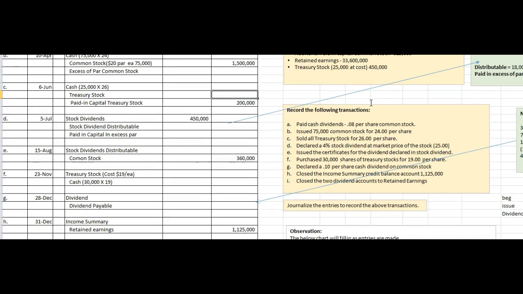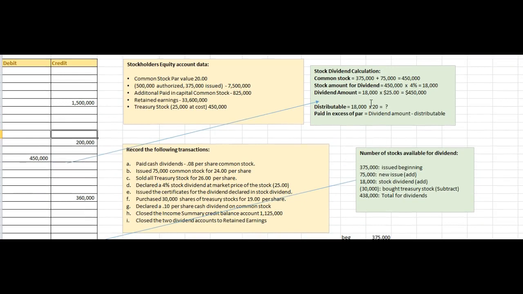So the next thing we look at is stock dividends. And stock dividends, I gave you a little box over here to help you with it. We had common stock of 375 and we issued 75,000 more, so we had 450,000 stocks available. We then have to multiply that 450 stocks times the 4% to come up with an 18,000 stock distribution. And the market price of the stock at the time is what we're going to use to value this. So we'll take 18,000 times 25 and come up with $450,000, which is somewhat confusing because the 450,000 earlier was stocks. This is dollars for the stock distribution.